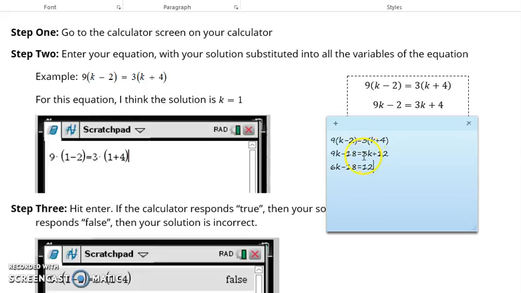Subtracting the 3k, we're going to eliminate that 3k. And let's say then I add 18 on both sides. 12 plus 18 is 30. Divide by 6, that would tell me k is 5. So this is my next potential answer.